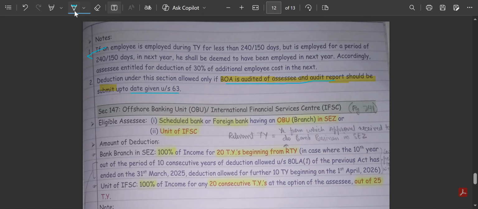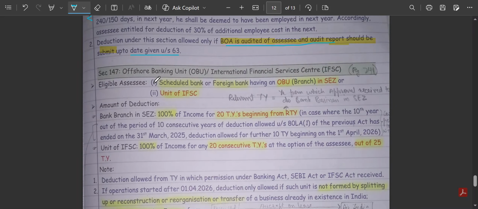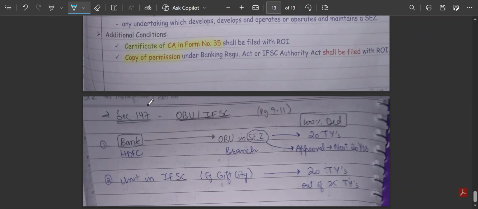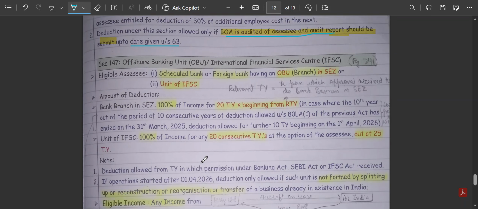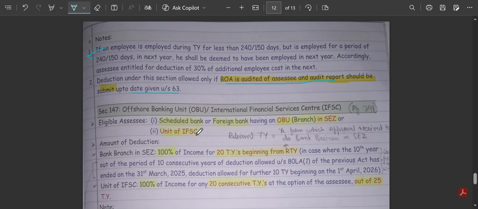The next section is section 147, which relates to the offshore banking units, or OBU, or International Financial Services Center. This section says that if there is a bank having an offshore banking unit in an SEZ, it will get 100% deduction on its income for 20 tax years, and it can extend the period of the deduction to a further 20 tax years if it gets such approval. Then for units in IFSC, they will get a deduction for 20 tax years out of 25 tax years. Let me study this in detail now.